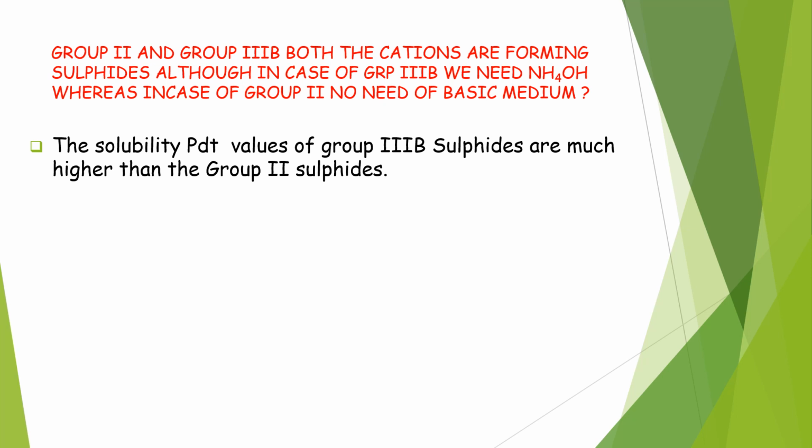Now according to the solubility product value, or the law of solubility, we can conclude that if the solubility product value is high, then we need a greater concentration of sulfide ion to precipitate that particular cation. The solubility product values of group 3B sulfides are much higher. That's why in the case of group 3B we need a greater concentration of sulfide ions.